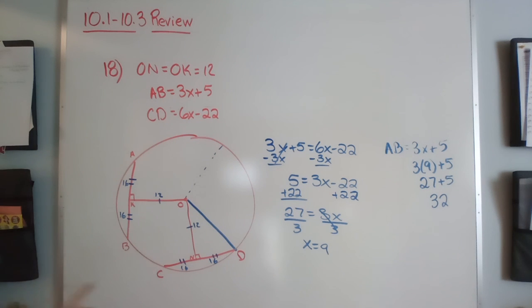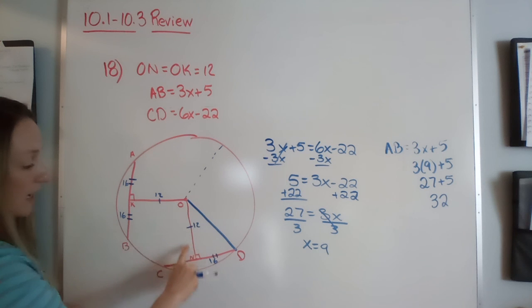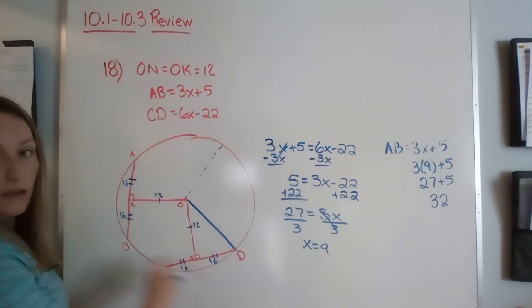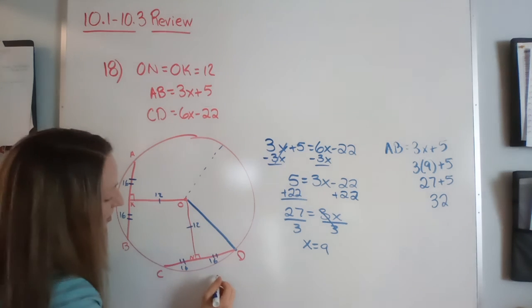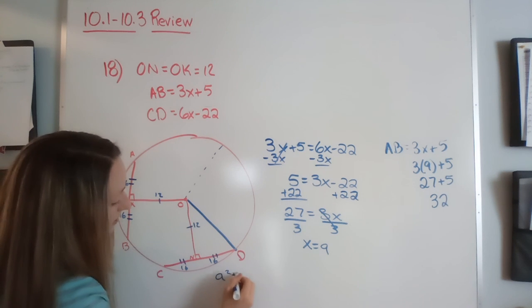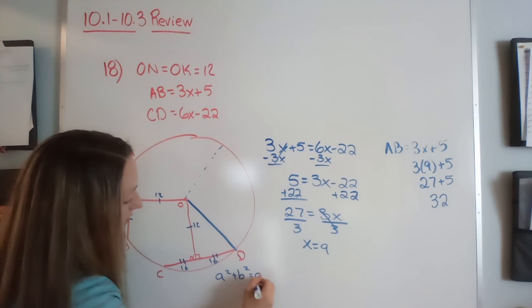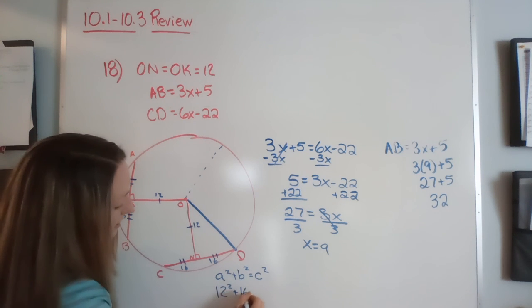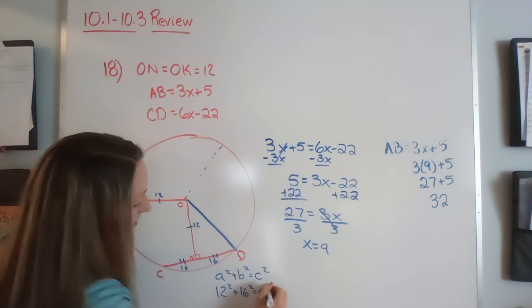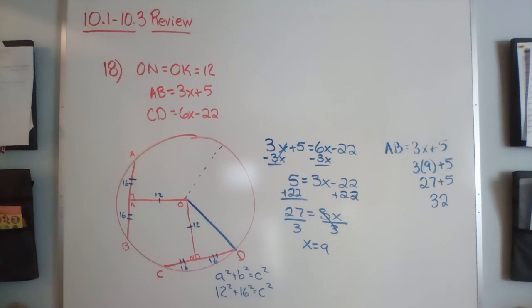And now that I know that piece of information, how am I going to solve for the radius? How am I going to solve for that blue segment? Pythagorean theorem. A squared plus B squared equals C squared. So you're going to have A squared plus B squared equals C squared. 12 squared plus 16 squared equals C squared. All right, and I'm going to leave it there for you guys to finish off.